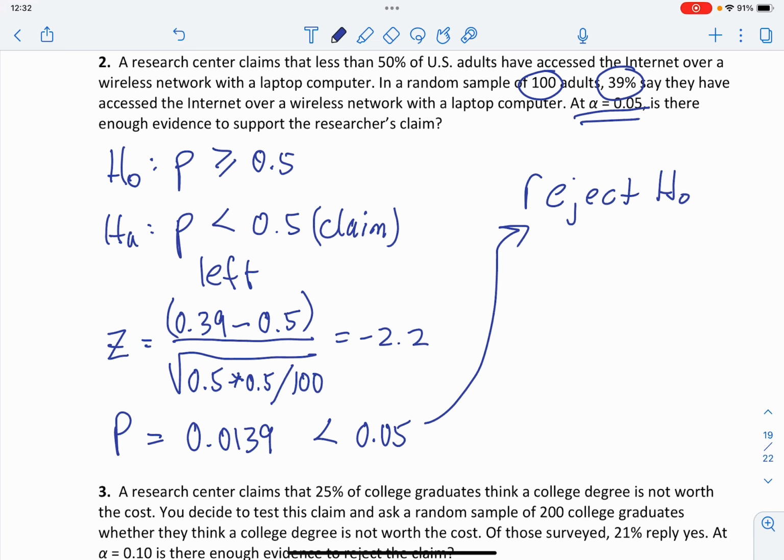HA is the claim. So this one would be sufficient to support. Or at this level of significance, there is sufficient evidence to support the claim. The claim specifically that the proportion is less than 50%. Try the StatCrunch way too if you want to do the whole thing in StatCrunch. You can give that a go if you'd like.